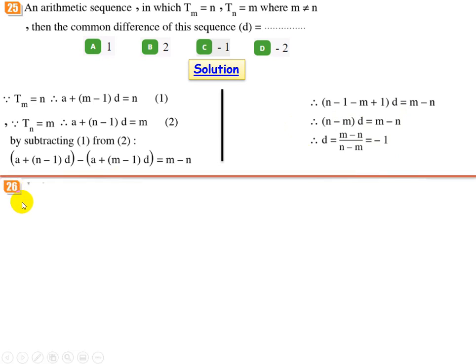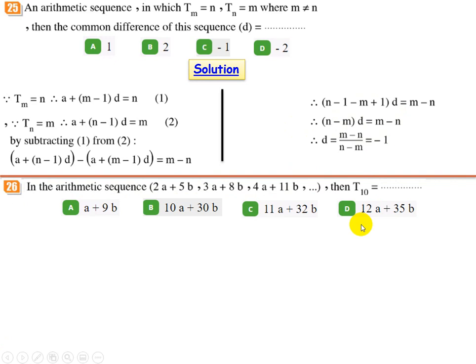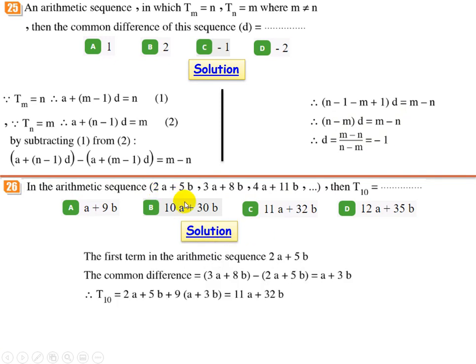Question number 26. In the arithmetic sequence 2a plus 5b, 3a plus 8b, 4a plus 11b, T10 equals what? The first term in this sequence is 2a plus 5b. The common difference is 3a plus 8b minus between brackets 2a plus 5b, which will be a plus 3b. So T10 equals a plus 9d, so 2a plus 5b plus 9 times a plus 3b, which will be 11a plus 32b.